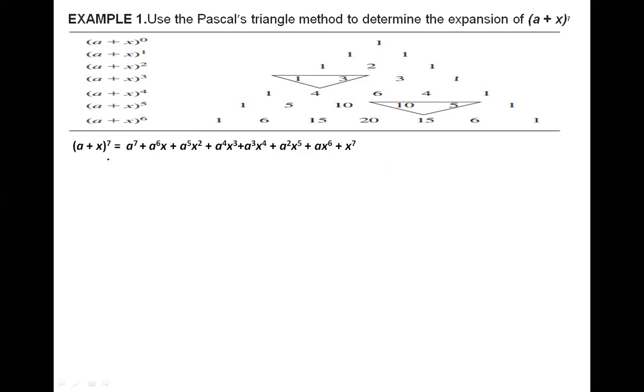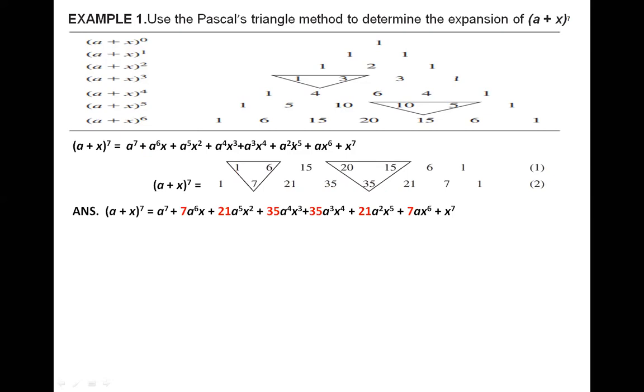So we can proceed. As A is decreasing in powers, X is also increasing. So when A has the highest power, X will have the lowest power, which is 0. X to the power 0 will give you 1. 1 times A, you get your A to the power 7. So this is what you do. And then from there, this is what I was showing you: you formulate your Pascal's triangle and then get your values. So we did this. This is what we got.